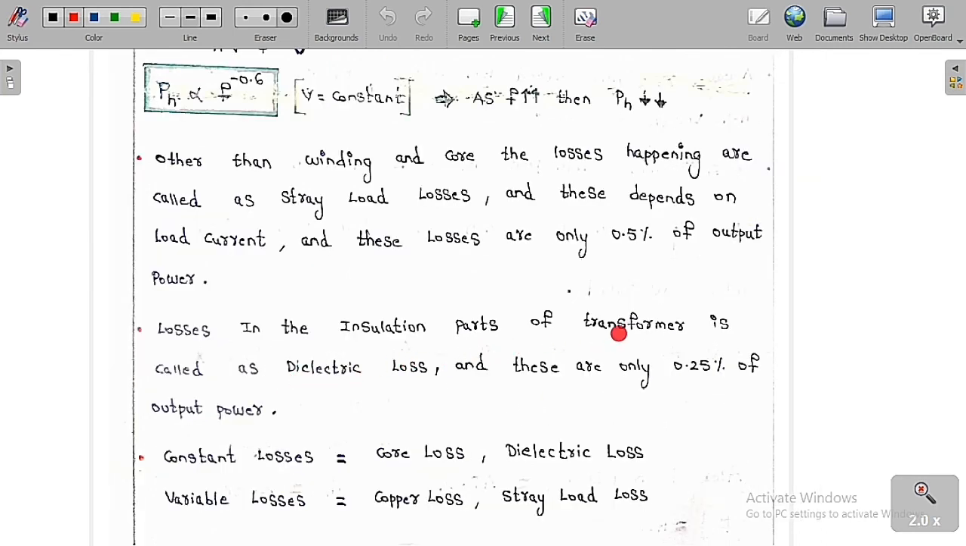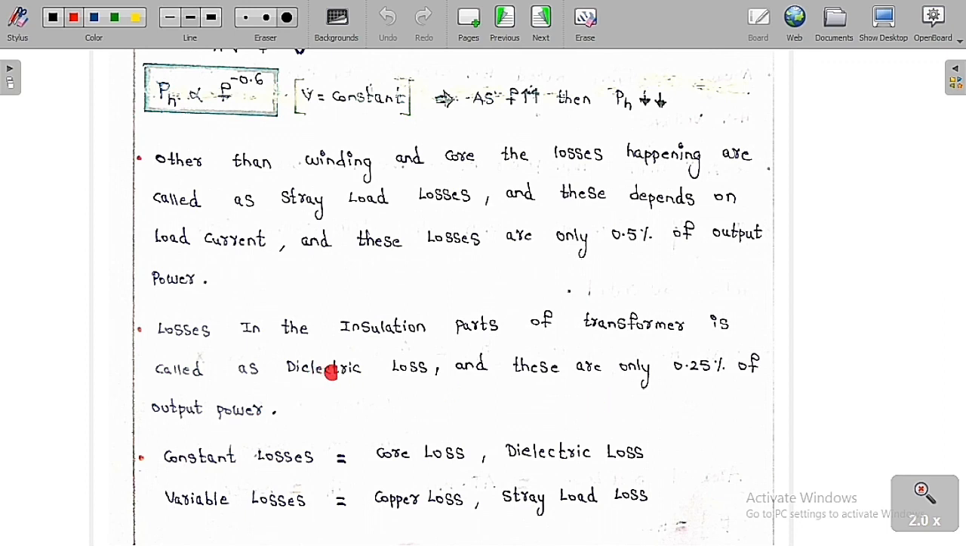Losses in the insulation parts of the transformer are called the dielectric loss. Dielectric loss means whatever losses occur in the insulation parts of the transformer, and these are only 0.25% of the output power. So you can see clearly, this is 0.25% and the stray load loss is 0.5%. This is even lesser than that one, and is always lesser when compared to it. So this is also very small, and we are going to neglect this one also.